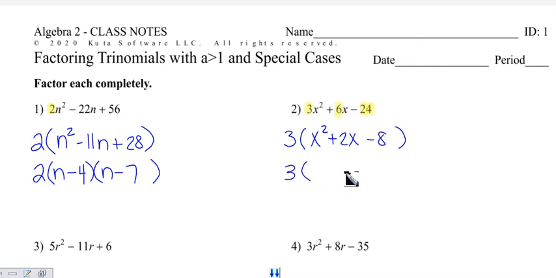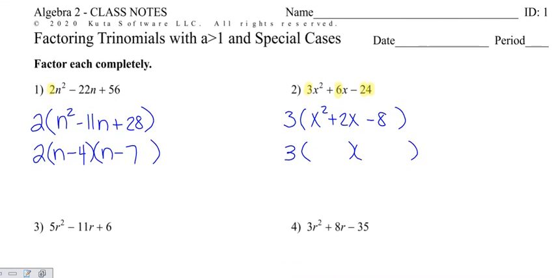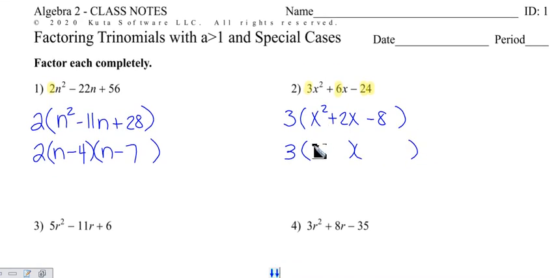Now I'm going to take my trinomial, and I'll break it down into 2 more parentheses. The x squared breaks down into x times x. This time I have to think of 2 terms that will multiply to a negative 8 that are going to subtract to a positive 2. So how do I know that they're going to subtract? If they multiply to a negative 8, they have to have opposite signs. One will be positive and one will be negative.